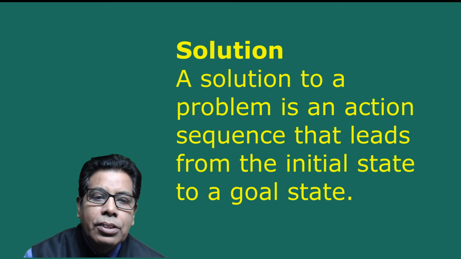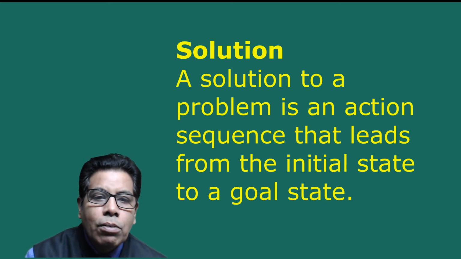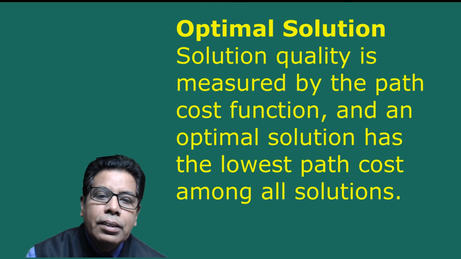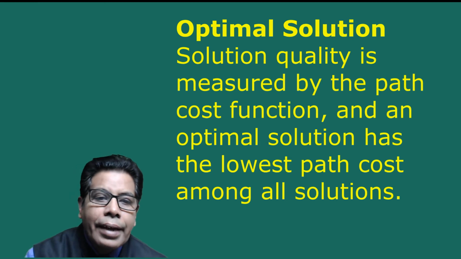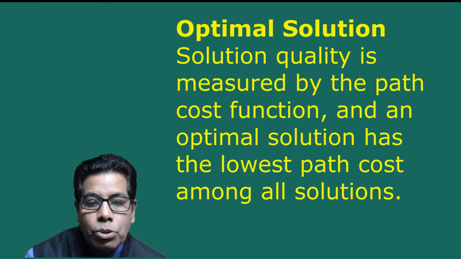Then next term is solution. A solution to a problem is an action sequence that leads from an initial state to the goal state. So the intermediate steps, they will be part of the solution. Then next is optimal solution. The solution quality is measured by the path cost function, and an optimal solution has the lowest path cost among all solutions. So it is just like the shortest path algorithm, where we have the shortest path. So here we consider the path cost instead of the shortness.